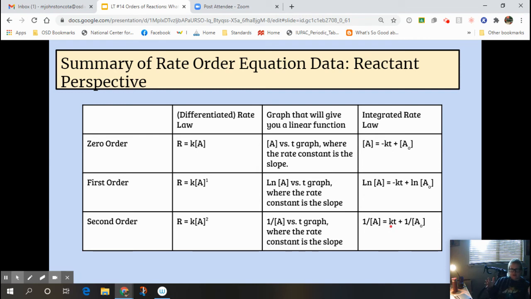This is the big takeaway from Learning Target 14. This is the big piece right here. I would pause the video at this point, make this beautiful graph or table, because this is what you're going to use in the next piece.